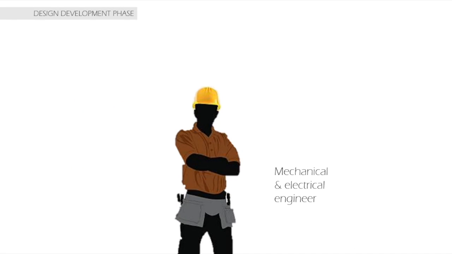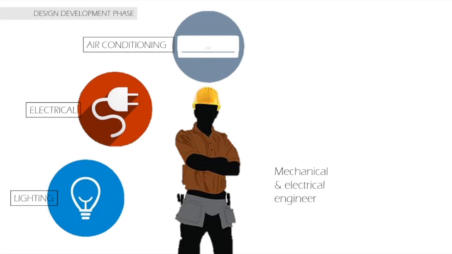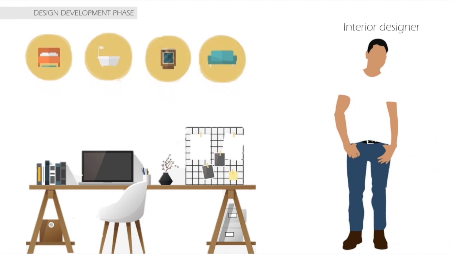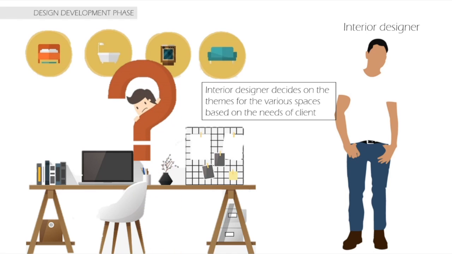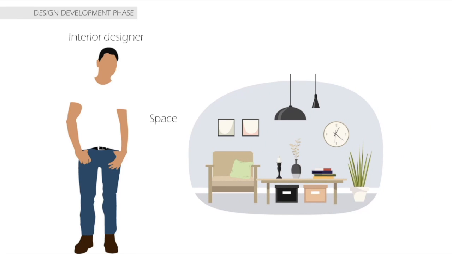The mechanical and electrical engineer will also design and document all mechanical and electrical systems such as lighting, electrical, air conditioning, plumbing, and ventilation based on the architect's concept drawings. The interior designer will start to design the theme for various spaces of the project based on the client's preferences. The interior designer prepares detailed plans for the space, showing the color scheme, materials, lighting and soft furnishing he recommends.